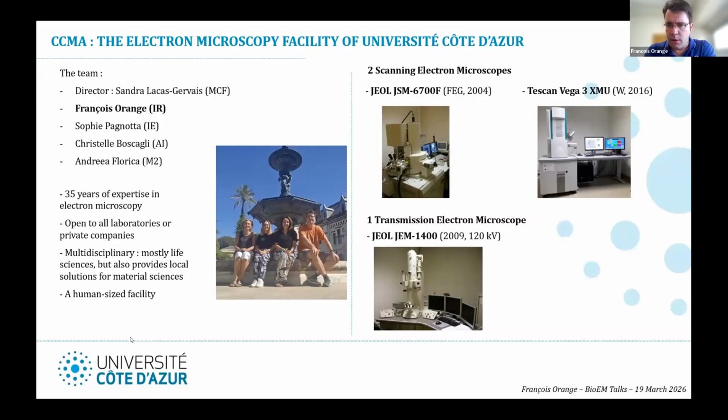And overall, you can see our equipment on the right. We have 2 scanning electron microscopes. We have 1 transmission electron microscope. None of them are state-of-the-art electron microscopes, but they are good microscopes, and we're doing our best to obtain some good images and data out of them. And I think we're doing a pretty good job. And overall, we are what I like to call a human-sized facility.